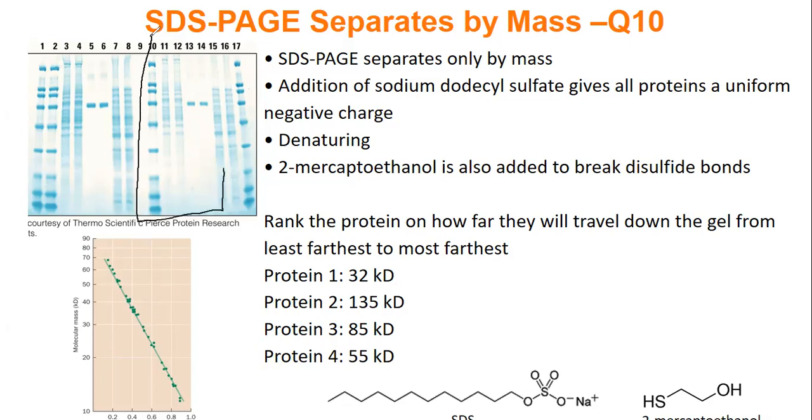And I'm just going to focus on the columns I circled here. So column 10 is called a ladder. It's just a sample of known molecular weights that you add to your gel as a way to know what each band's weight is. Right? So 10 is something you add to the experiment so you can measure weights.